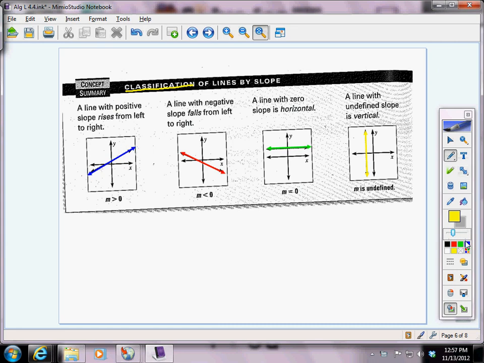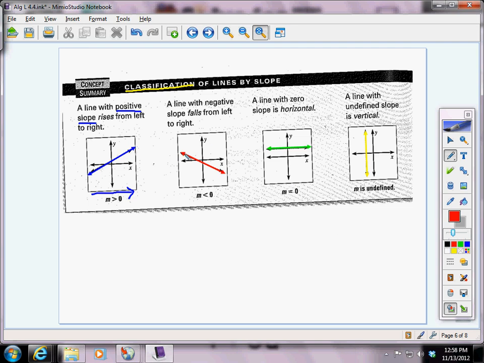Now when we read graphs, just like we read a book, we read from left to right. So if I look at this line here and I read the graph from left to right, I can see it's going up. If a line goes up from left to right, we say it has a positive slope. That doesn't tell us what the slope is. The slope is a number like 4/3, or 5, or 2, or something like that. But this just describes the slope. If it rises from left to right, we know that my slope is positive.